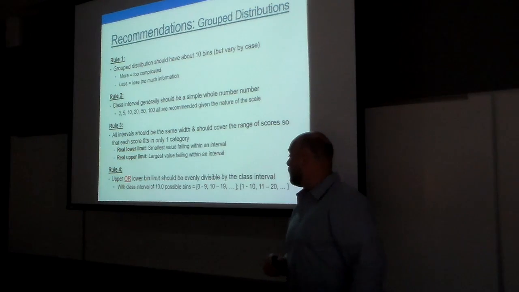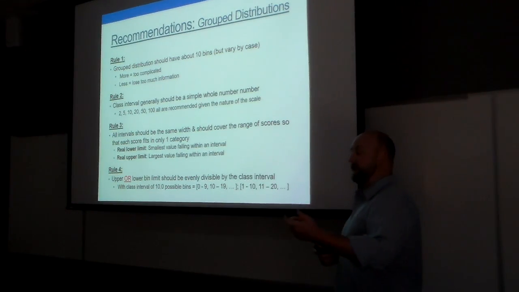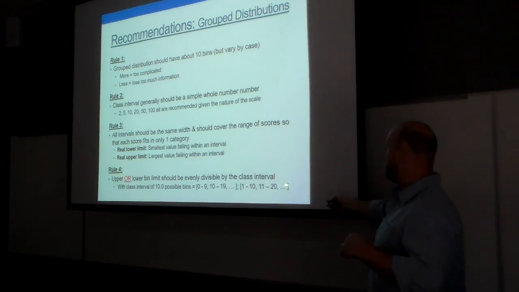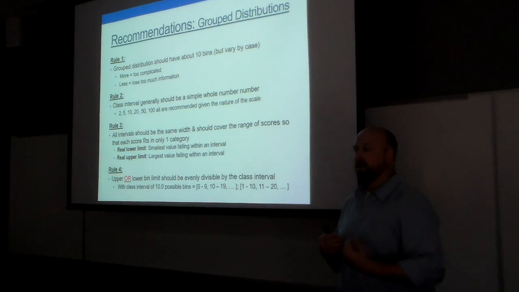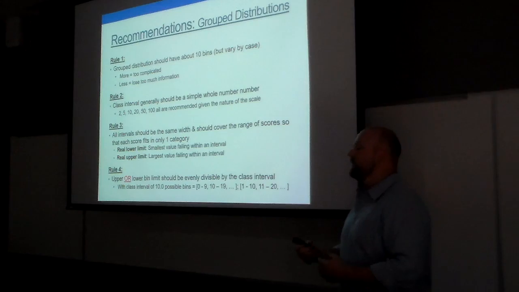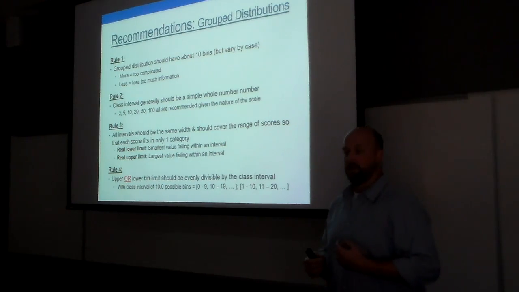And our last rule here: the upper or lower limit of a bin should be evenly divisible by the class interval. So if my class interval is 10, I've got 0 to 9, 10 to 19, or 1 to 10, 10 to 20. My lower limit is divisible by my interval here. So 10 divided by 10 is 1, 20 divided by 10 is 2. Everything kind of makes sense here. If we decide to go 1 to 10, my upper limits are divisible by my class interval.